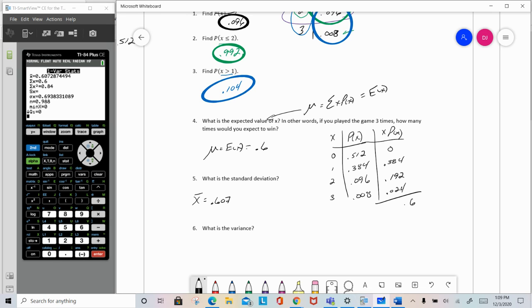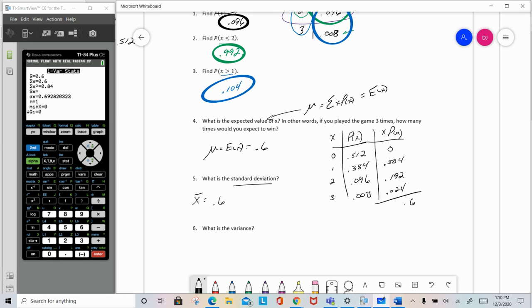Okay. Let me make sure that I have the right numbers in there. Oh, that's why. That should be 0.512. Wasn't looking right. Now stat, calc, one variable statistics, L1, L2 is my frequency, calculate, and 0.6. That's better. That's what we were expecting. So x bar is 0.6, mu is 0.6. My expected value is 0.6, okay?